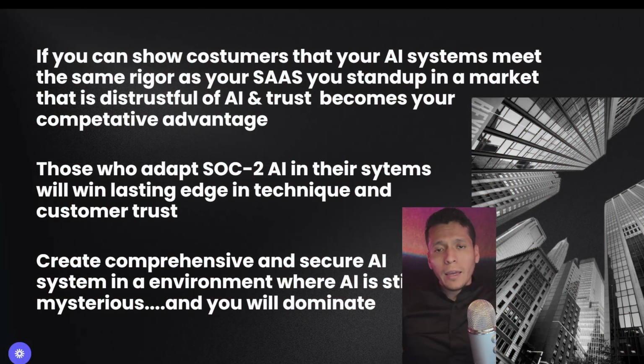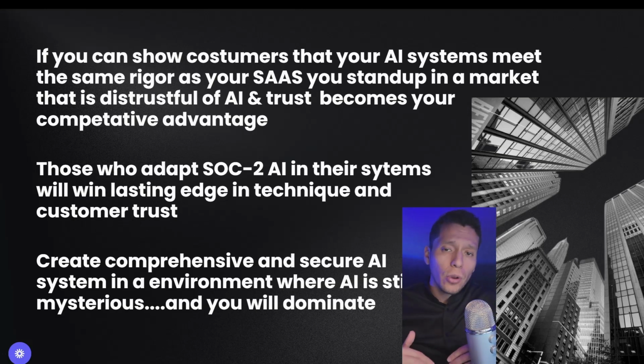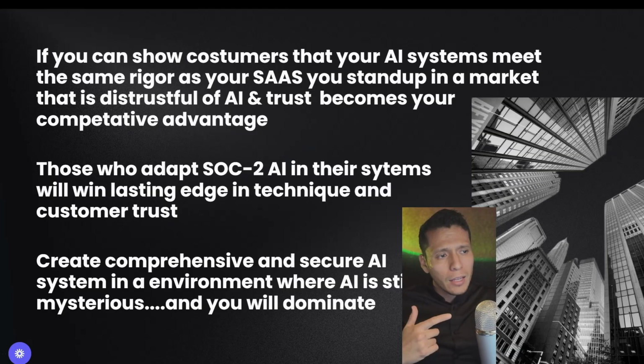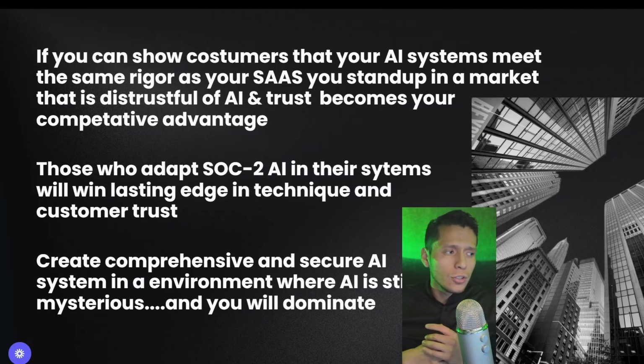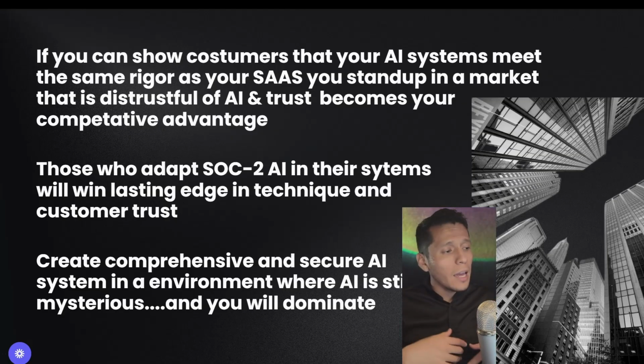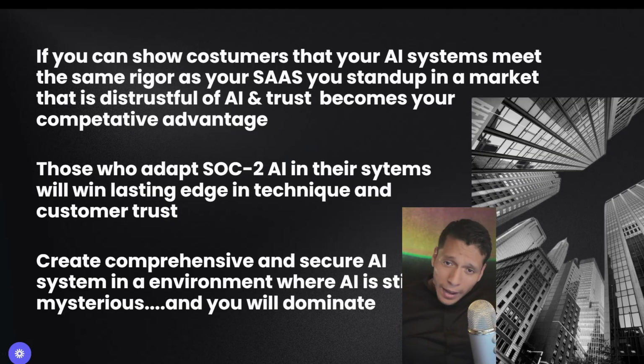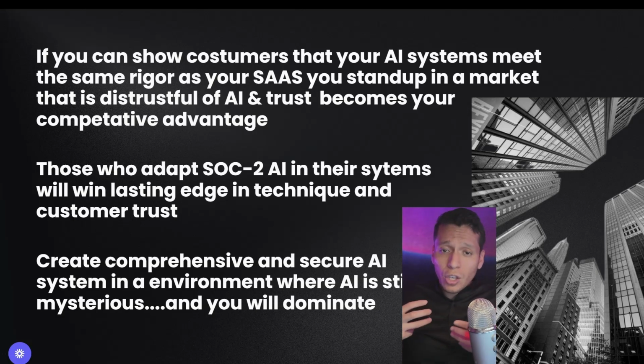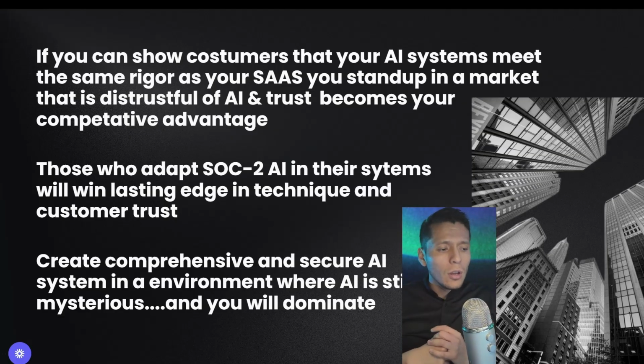So through my AWS architecture, I display how you can show customers that your AI systems meet the same rigor as your SaaS. And by doing so, you stand out in a market that is inherently distrustful of AI. And trust becomes your competitive edge. Those who adopt SOC 2 in their AI systems will win a lasting edge in technique and customer trust. So by creating a comprehensive and secure AI system in an environment where AI is still mysterious, you will be dominating.